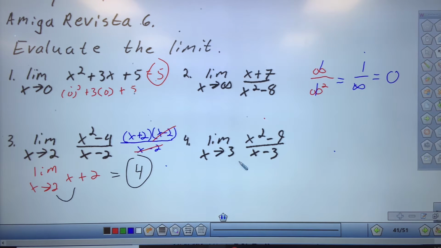The limit as x approaches 3, if I plug a 3 in there, that would give me 9 minus 9 on top, over 3 minus 3 on the bottom. That gives me 0 over 0, and that spells oops. That means we have to do something else. You're not allowed to do the 0 divided by 0.